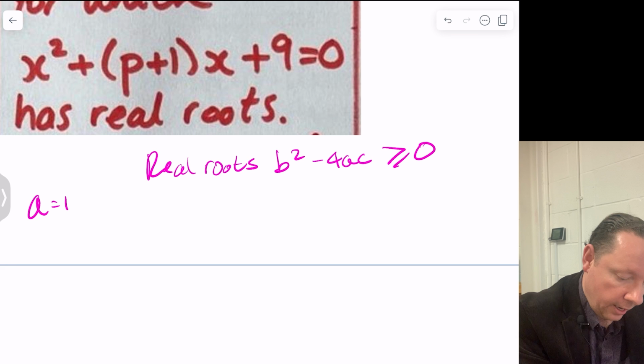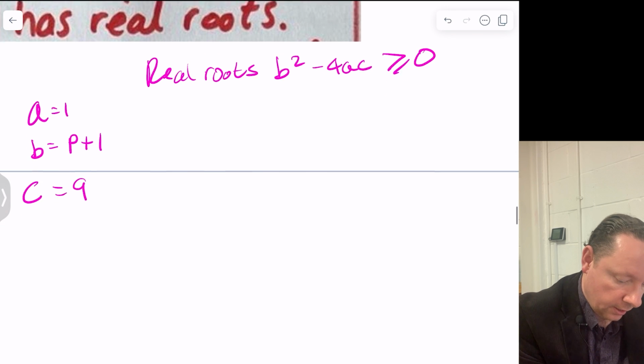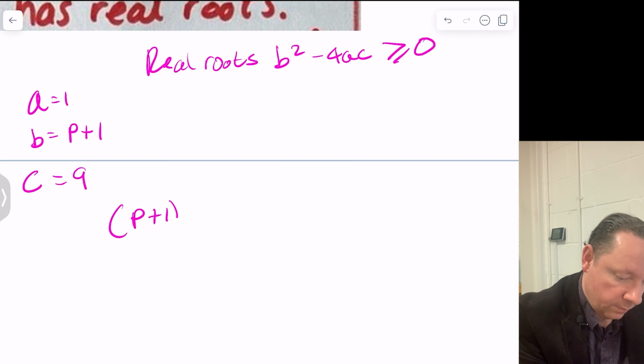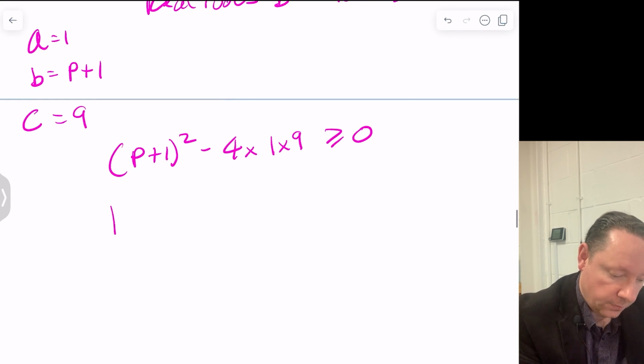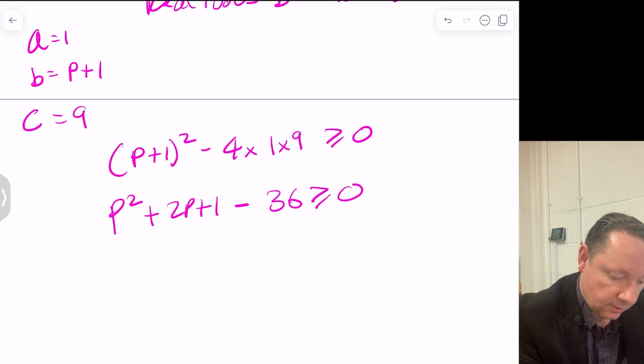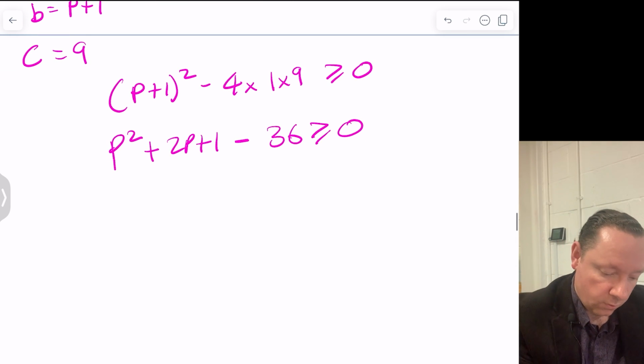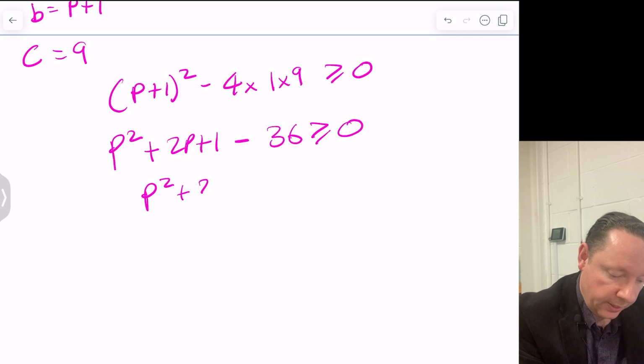So a equals 1, b is the number in front of x, which is p plus 1, and my c is equal to 9. So that gives me (p plus 1) all squared minus 4 times 1 times 9 is greater than or equal to 0. Expand the bracket, p squared plus 2p plus 1, take your time on that, minus 36 is greater than or equal to 0. And then we can make that a quadratic, p squared plus 2p, 1 minus 36 is minus 35, is greater than or equal to 0.